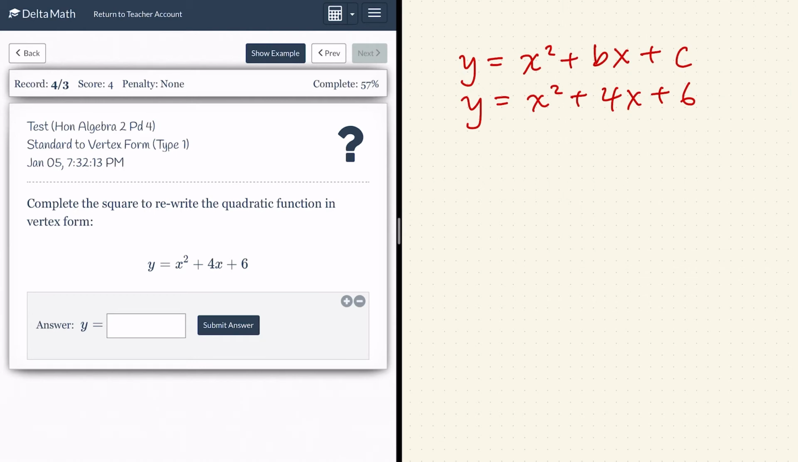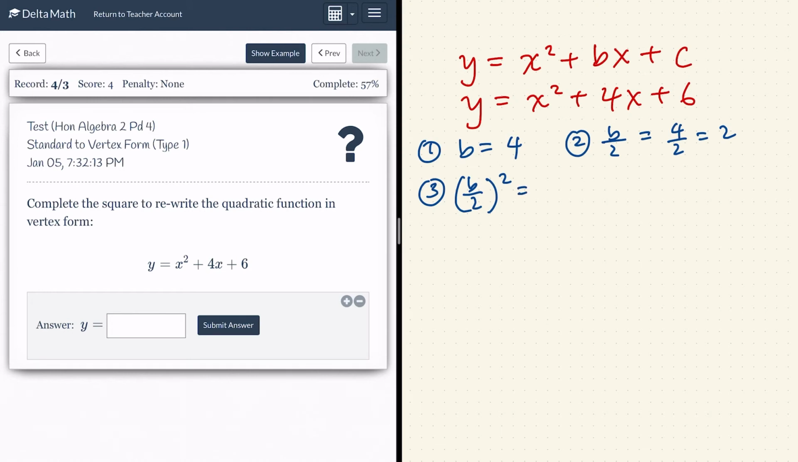So we need to identify first what b is. B is equal to 4. Figure out what b over 2 is. We've got to figure out what b over 2 was first, but that's fine. B over 2 is 4 over 2, which is 2. And then figure out what b over 2 squared is. B over 2 squared is just 2 squared, which is 4. So, great.